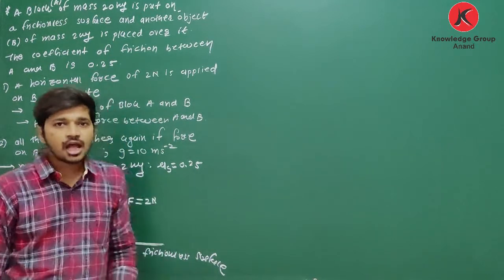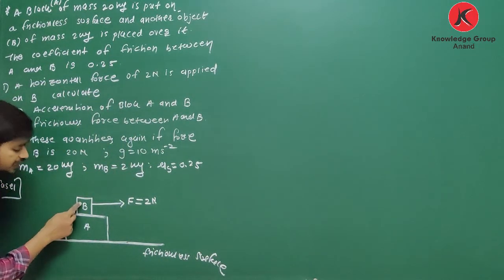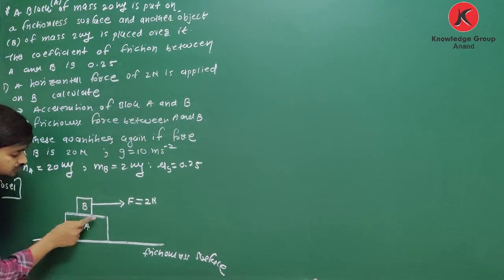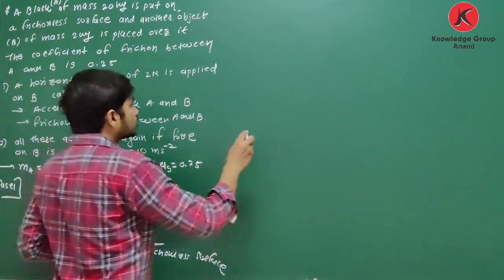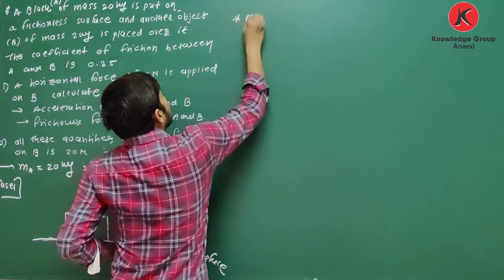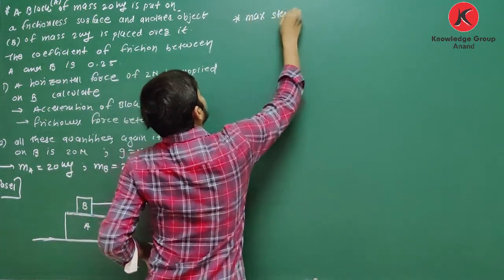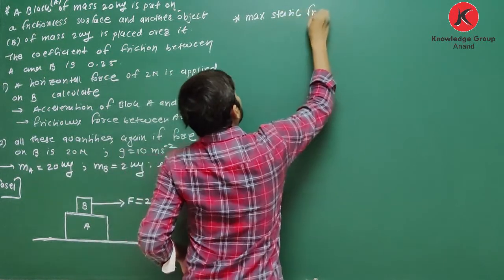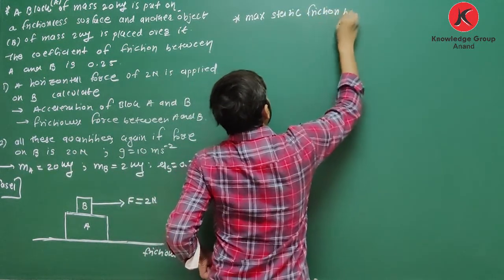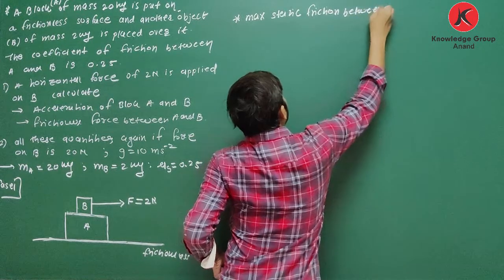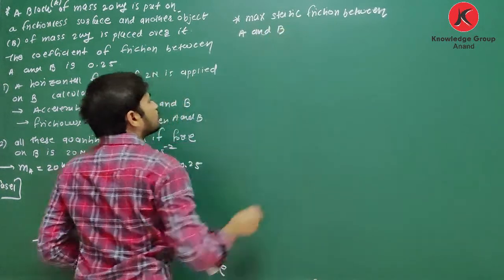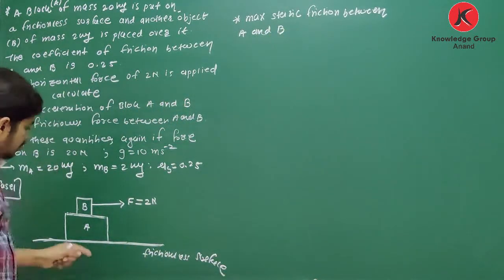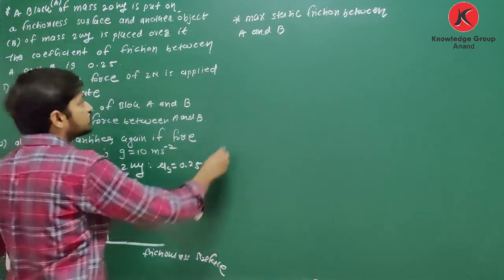Yes, we know that. See, as B is placed over A, I will find the maximum static friction between A and B. How to find maximum static friction between A and B? That is Fs maximum.